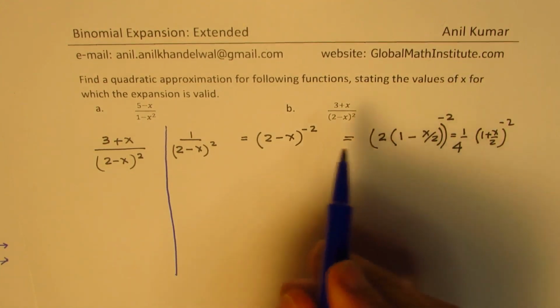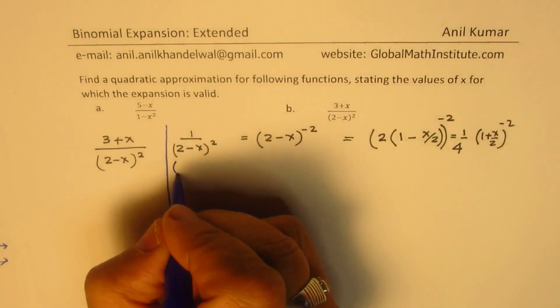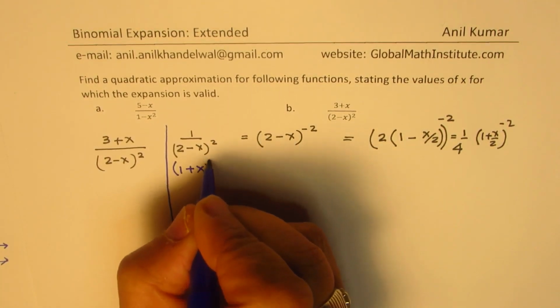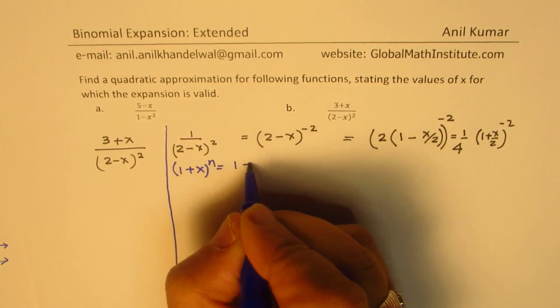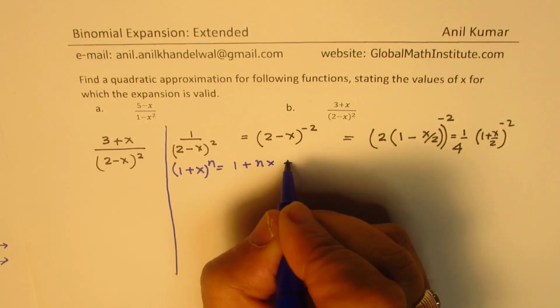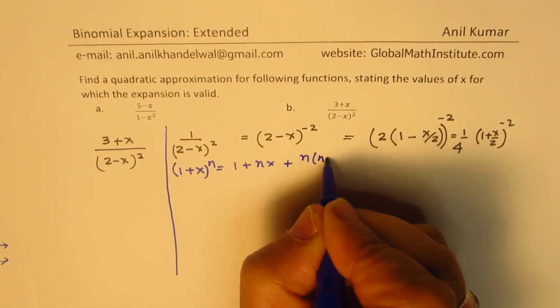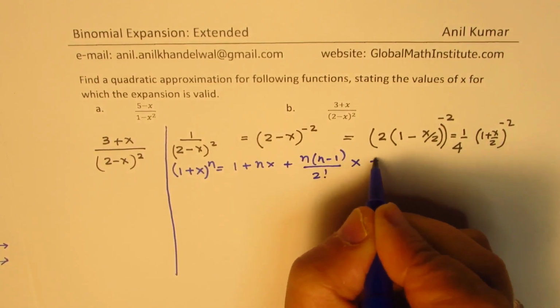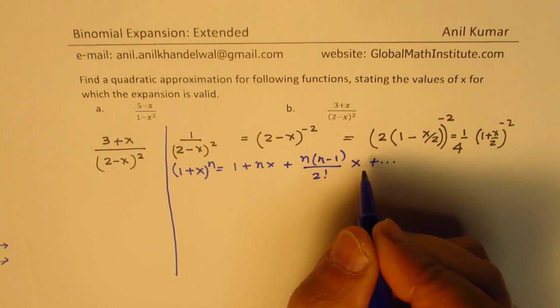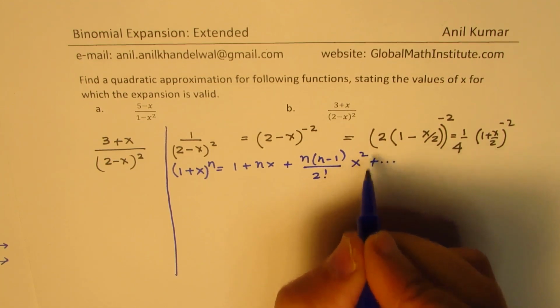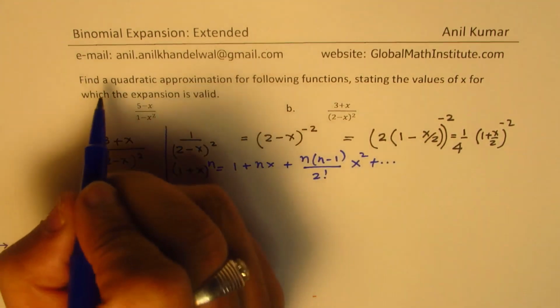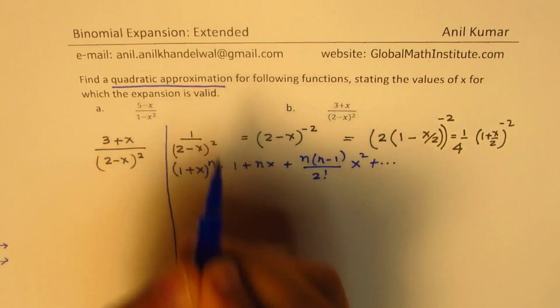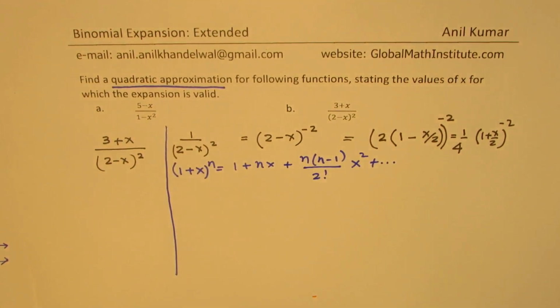The formula which we are going to use is (1 plus x) to the power of n equals 1 plus nx plus n times (n minus 1) over 2 factorial x squared. Correct. Since we are only interested in quadratic approximation, we'll restrict ourselves to these three terms.